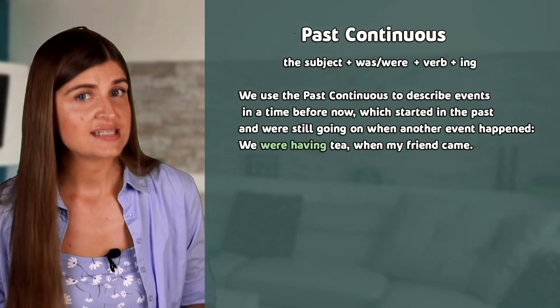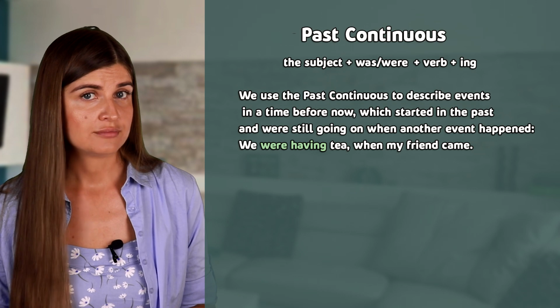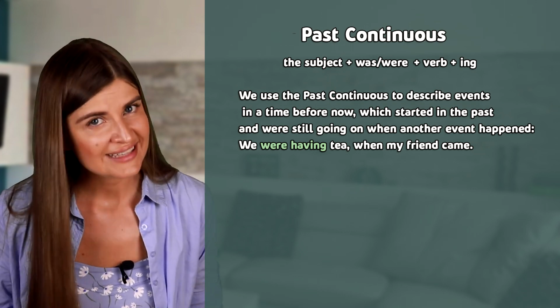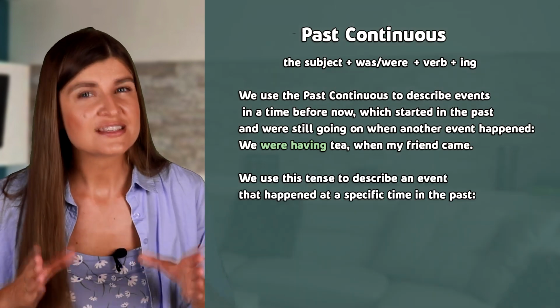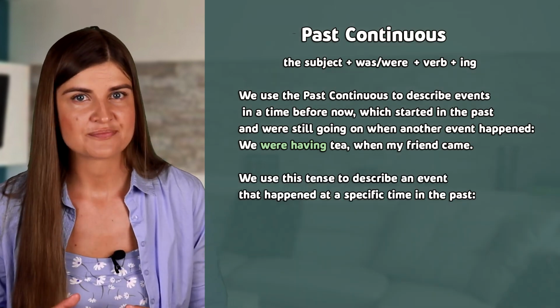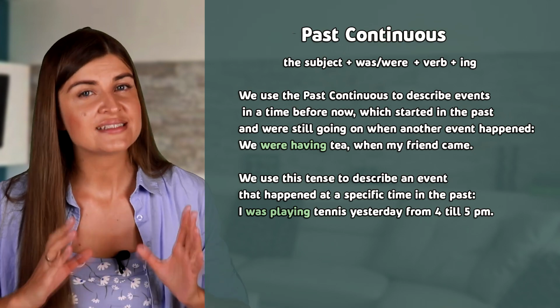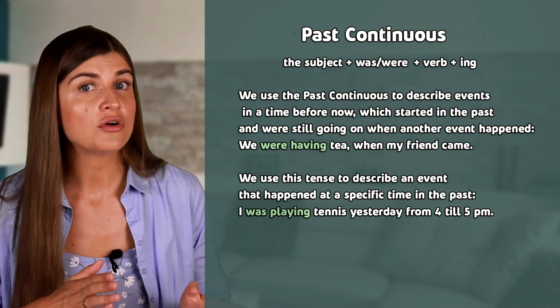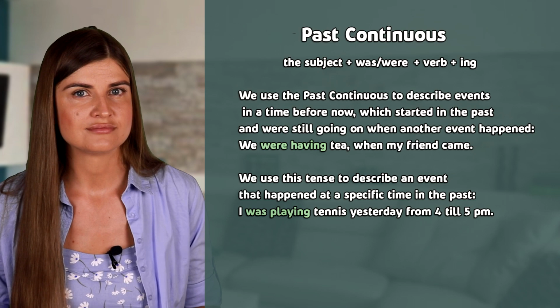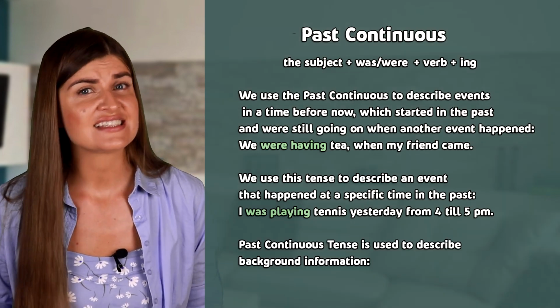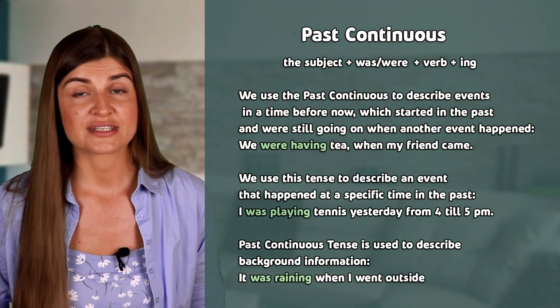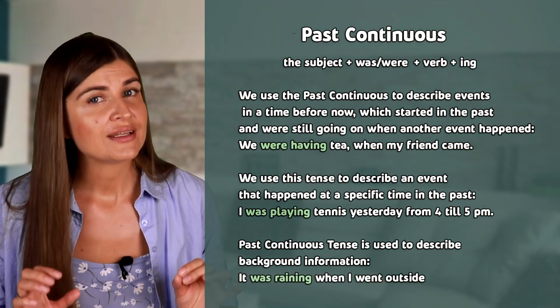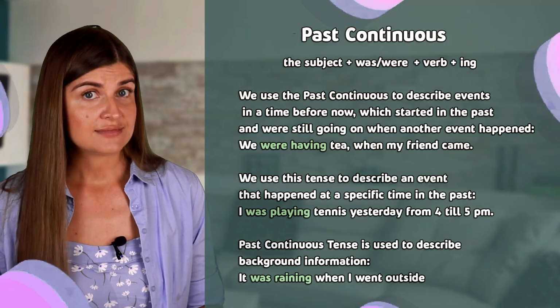We were having tea when my friend came. We use this tense to describe an event that happened at a specific time in the past. I was playing tennis yesterday from 4 till 5 p.m. The past continuous tense is used to describe background information. For example, it was raining when I went outside.